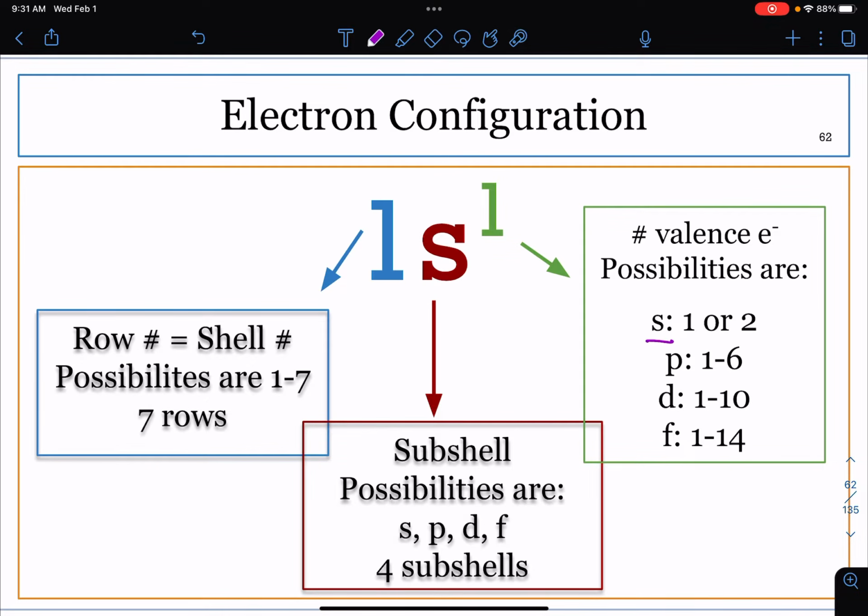For the p subshell, because there are 3 orbitals in the p subshell, we could have up to 6, 1 through 6. In the d subshell, there are 5 orbitals, so we could have up to 10 electrons in the d subshell. And then because there are 7 orbitals in the f subshell, we can hold up to 14 electrons for the f subshell.